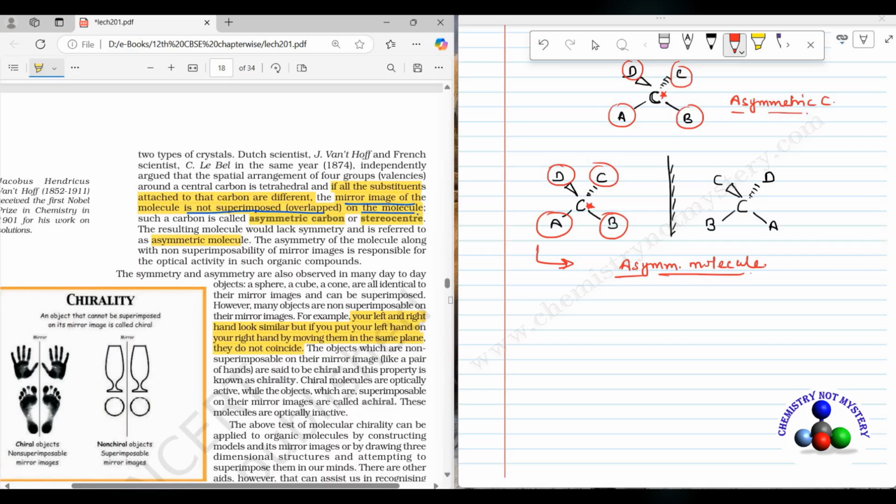The objects which are non-superimposable on their mirror images, like a pair of hands, are said to be chiral, and the property is known as chirality. So another name for asymmetric molecules is chiral molecules. Chiral molecules are optically active molecules, while the objects which are superimposable on their images are called achiral. These molecules are optically inactive. So now we know chiral molecules are optically active.